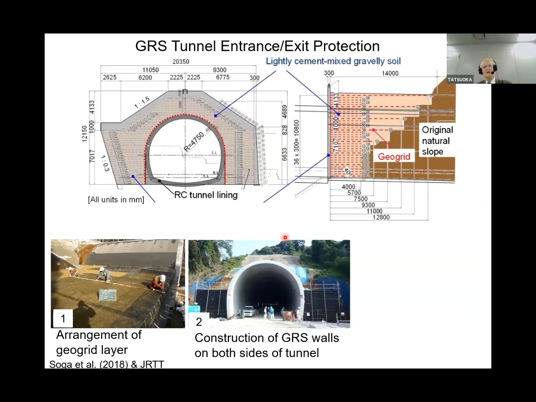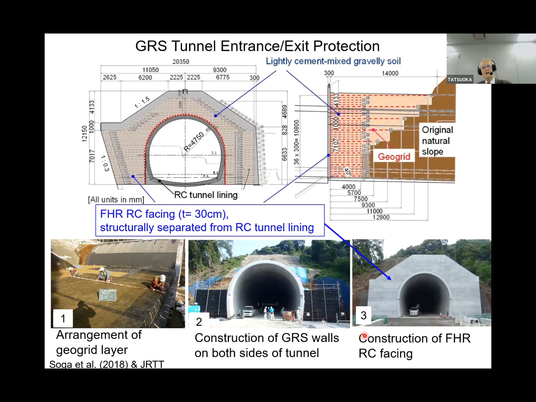And this is showing the structure of GRS tunnel entrance exit protection. This is showing the arrangement of the grid layer and compaction. Second is showing the construction of GRS walls on both sides of the tunnel. Then finally, this is showing construction of full height rigid RC facing here. This is not structurally connected to the RC tunnel lining, to avoid any interaction between two parts of the structure.